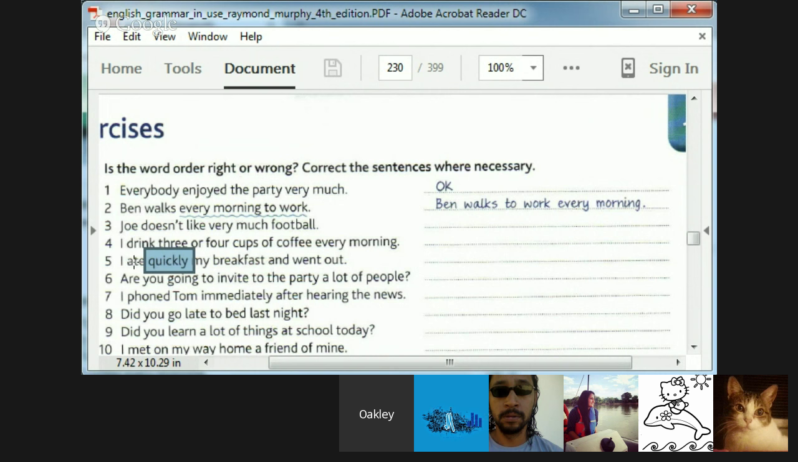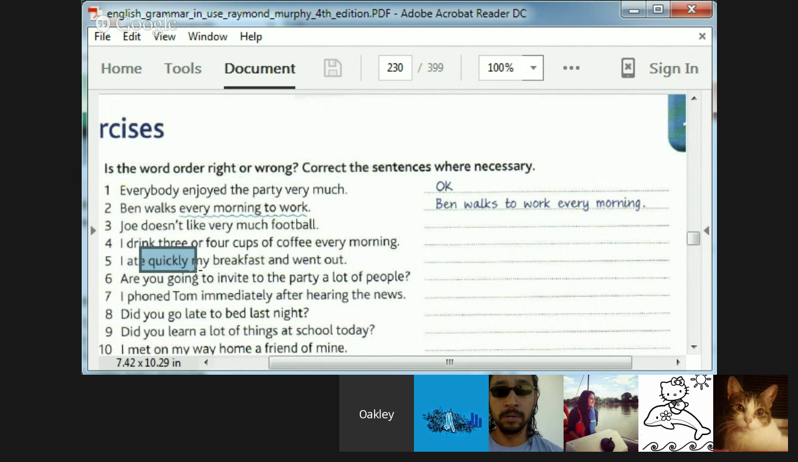Right, so it obviously changes the meaning. Is there anywhere else I could put quickly to act on the verb ate? I don't think so. I quickly ate my breakfast. Yes, you could. The adverb could go in front of the verb. I quickly ate my breakfast and went out. I ate my breakfast quickly and went out. This is virtually the only place. This is really actually the only place in this sentence where quickly does not work.